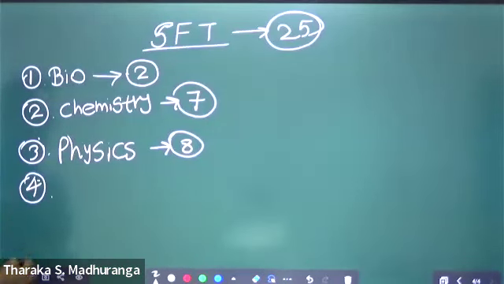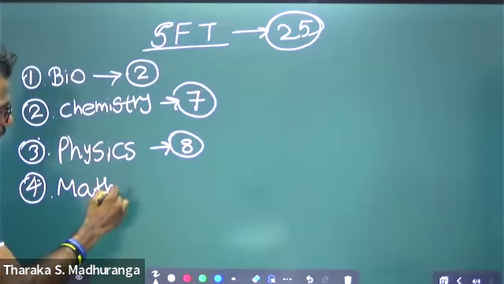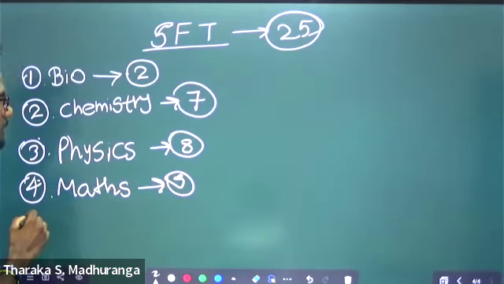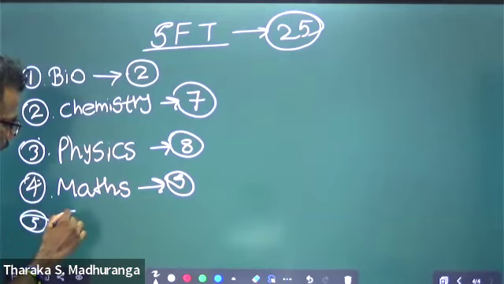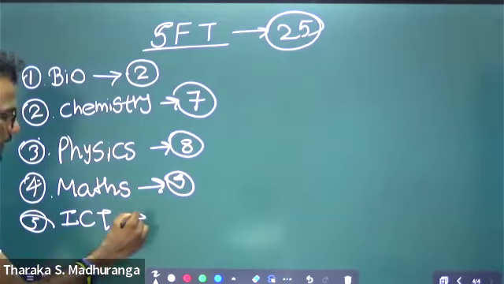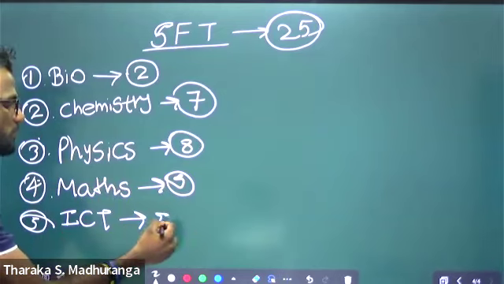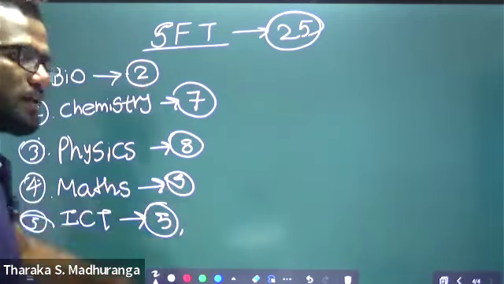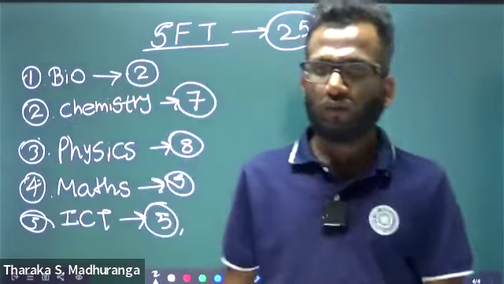Then the fourth area is maths. We have 5 maths lessons, and the final area is ICT. In basic ICT, we have 5 lessons. 15 plus 10, it is 25 lessons altogether.